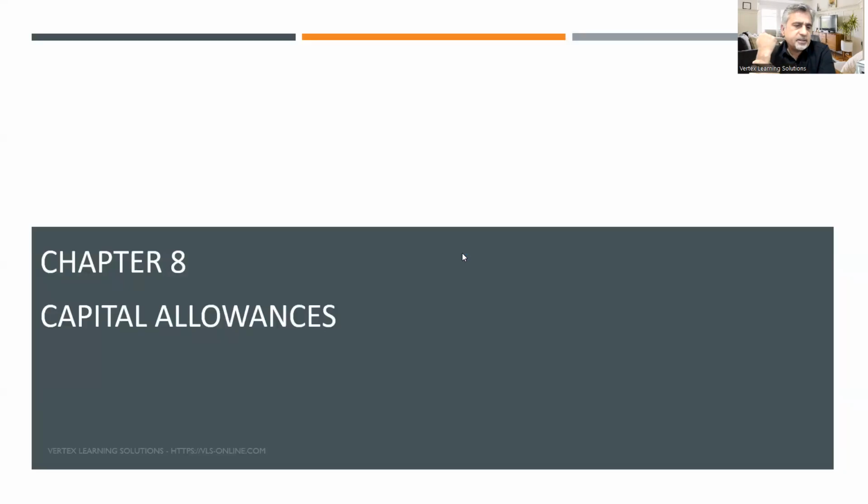So next topic, this is about capital allowances. If you have passed your ACCA paper F3 or F7, you remember the concept of depreciation. You have non-current assets and then you charge depreciation on them. And that depreciation we used to put in our income statement as an operating expense to calculate our profit, if you remember.